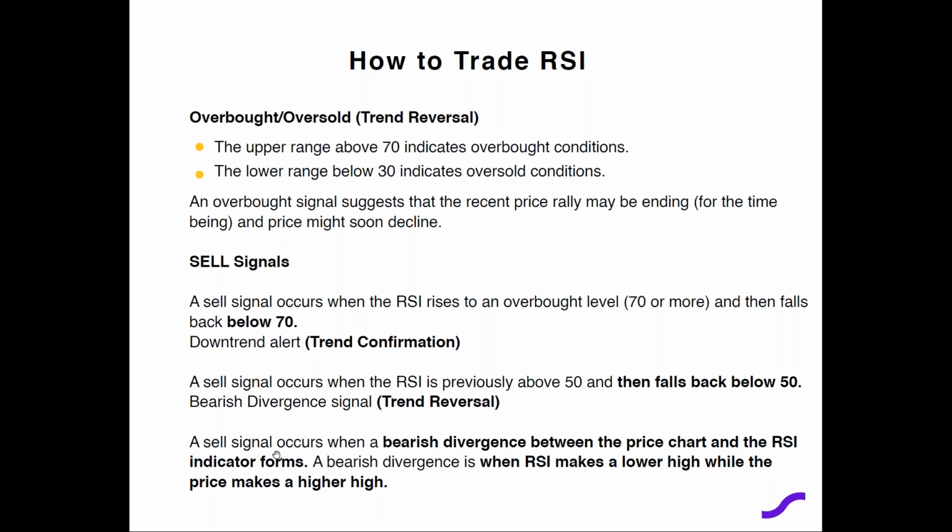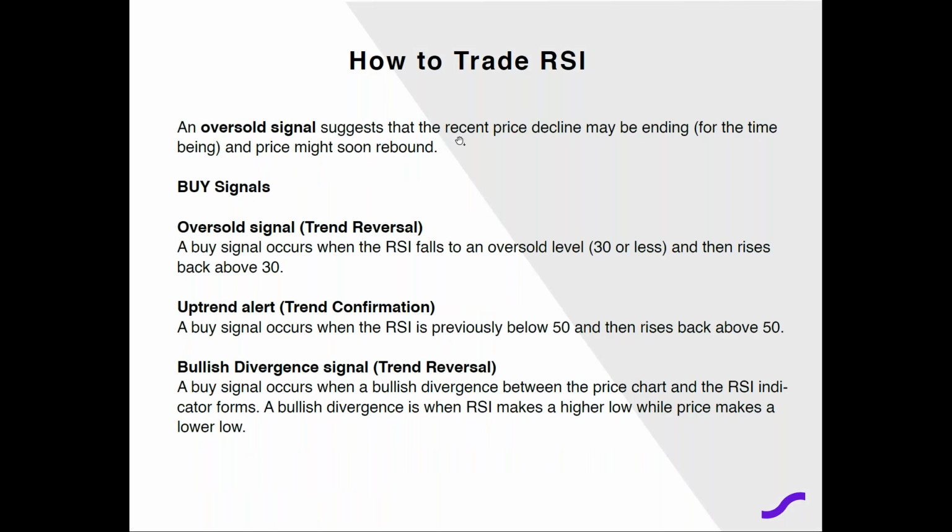An oversold signal signals that a recent price decline may be ending, so you have it oversold, and there might be some kind of a rebound in order to stabilize that price. So, a buy signal, oversold signal. A buy signal occurs when the RSI falls to an oversold level of 30 or less and then rises back above 30. So you first reach 30, go below 30, then start going up again to 30 and above 30. That's usually a buy signal. Uptrend alert, trend confirmation: the buy signal occurs when the RSI is previously below 50 and then rises back above 50.